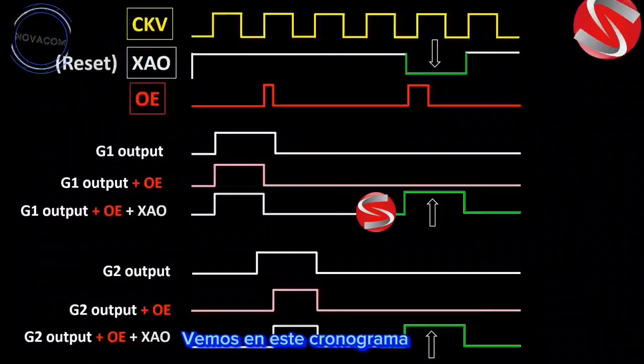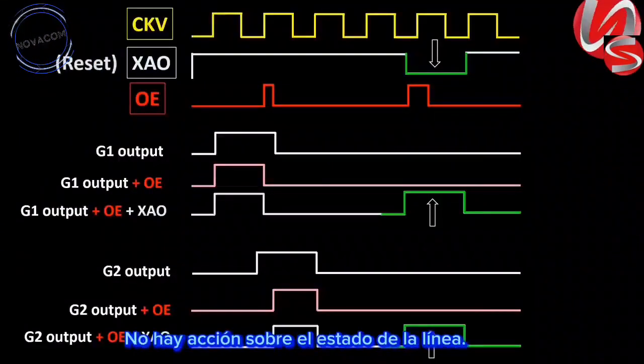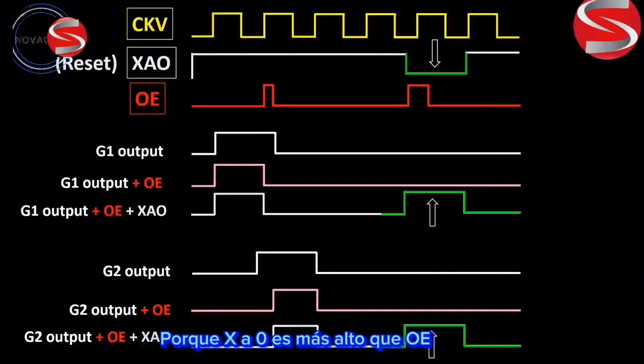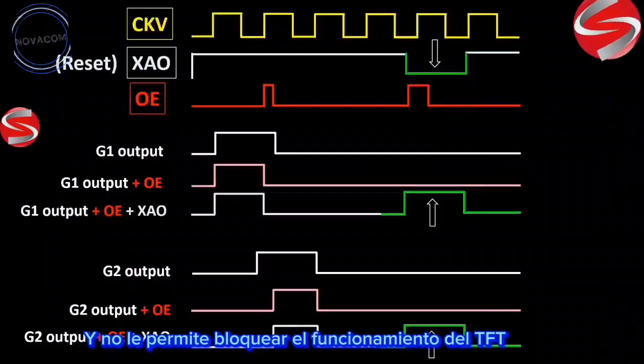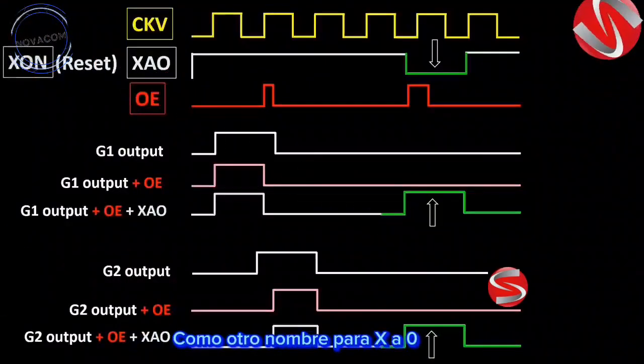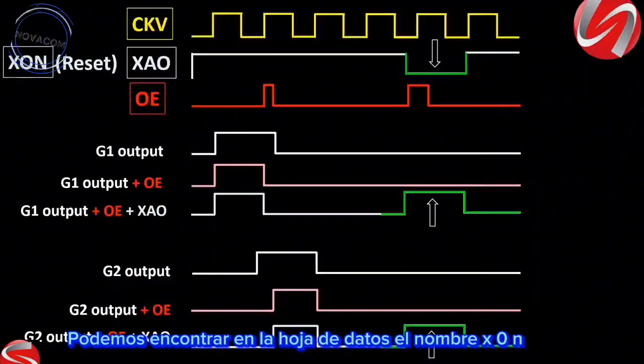We see on this chronogram, although there is an OE pulse, there is no action on the state of the line because XAO is higher than OE and does not allow it to block the operation of the TFT. As another name for XAO, we can find on the datasheet the name XON.